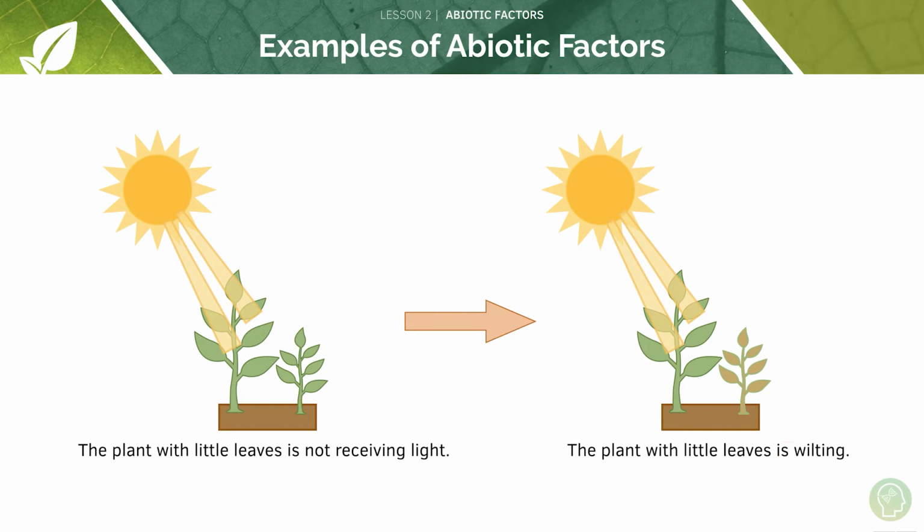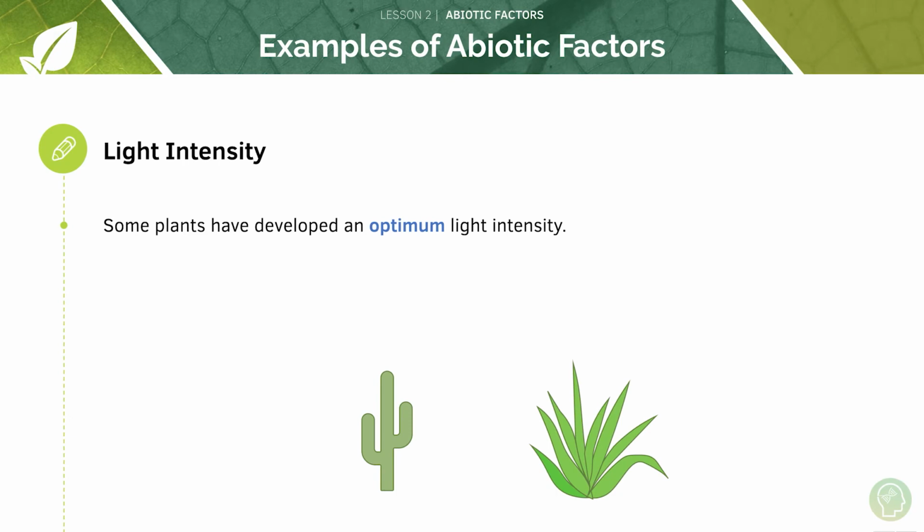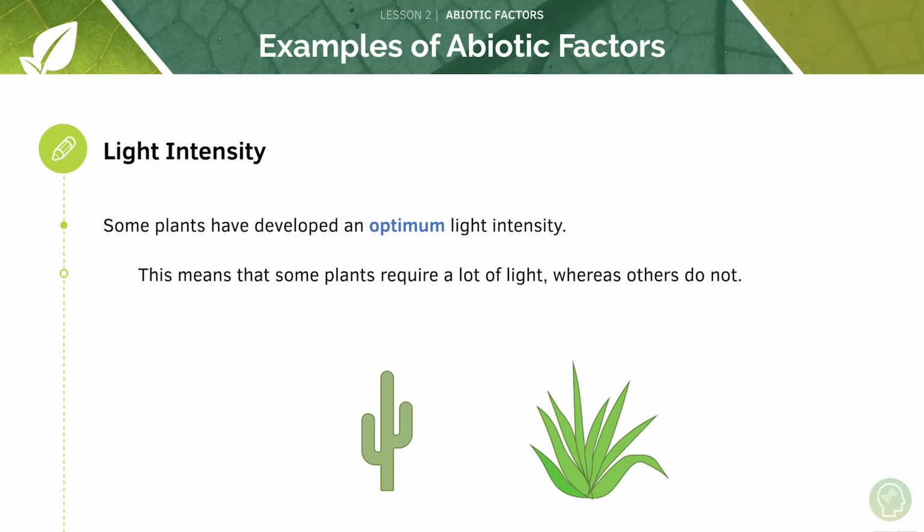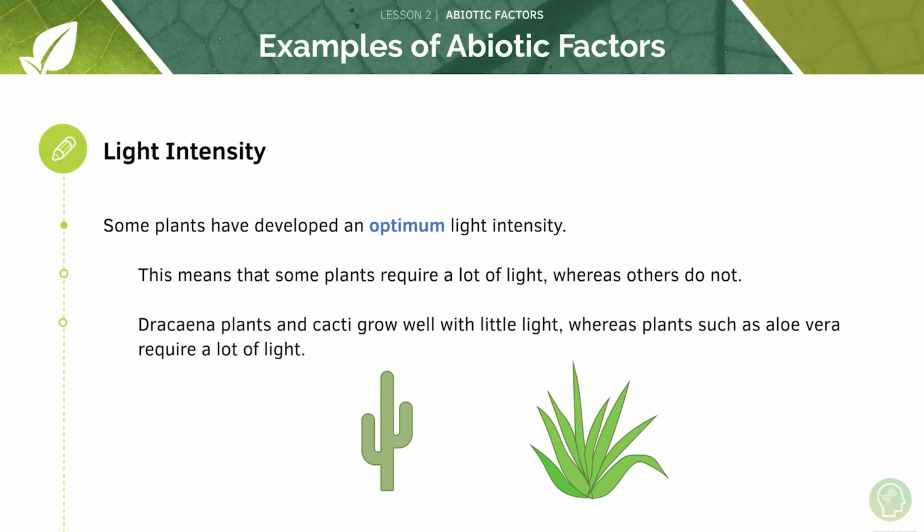The smaller plant is going to have a lack of resources, in this case light intensity, this abiotic factor, and therefore it's going to eventually die because it's going to be outcompeted by the other organisms on the same trophic level, because they're all competing for the same thing, which is light intensity here. Some plants have developed an optimum light intensity, which means that some plants require a lot of light, whereas others do not. Examples are shown below. Cacti, for example, grow well with little light, whereas plants such as aloe vera require a lot of light.